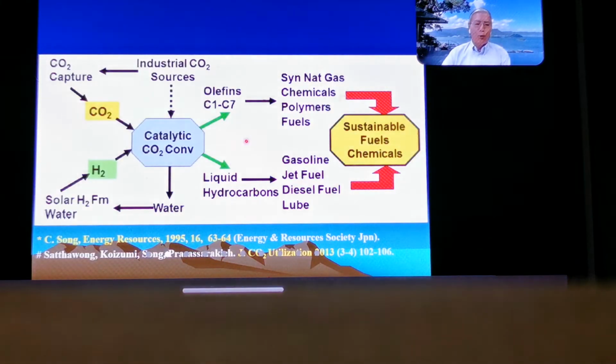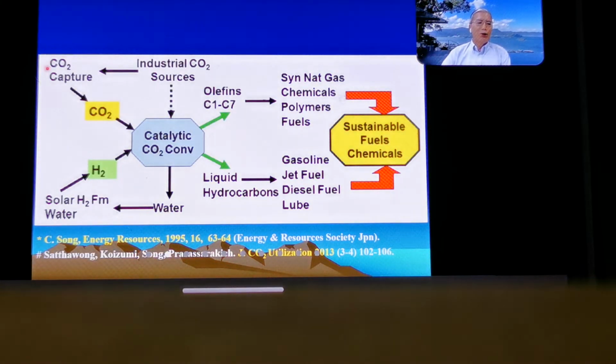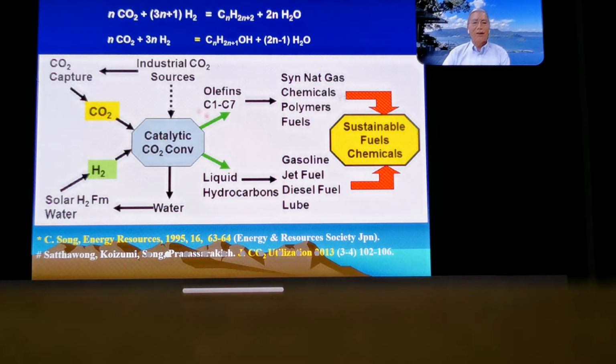To put it another way, if we can capture CO2 from industrial sources or even from the air, and then use hydrogen made from water or seawater through catalytic conversion, such as a catalytic hydrogenation reaction, we can make chemicals and fuels such as synthetic natural gas, chemicals, polymers, or liquid hydrocarbon fuels to fuel transportation: gasoline, jet fuel, and diesel fuels. If we can achieve that, that can then be called sustainable fuels.